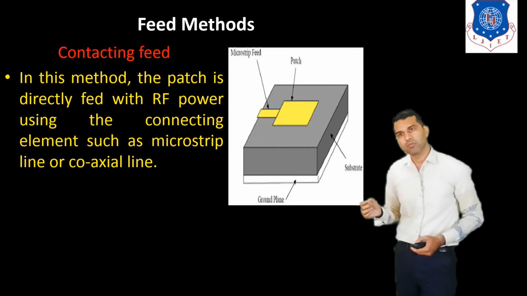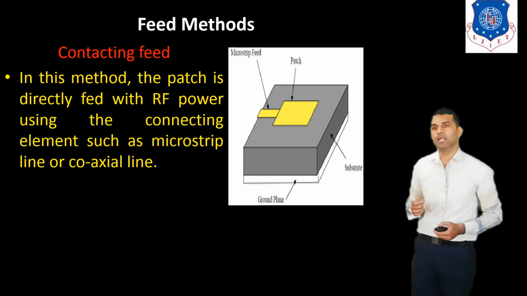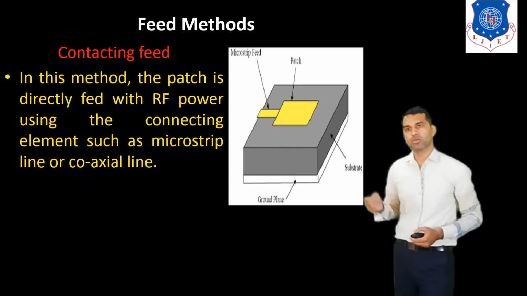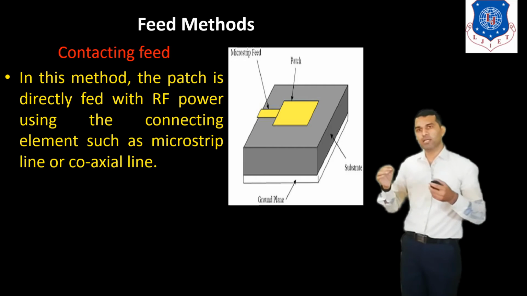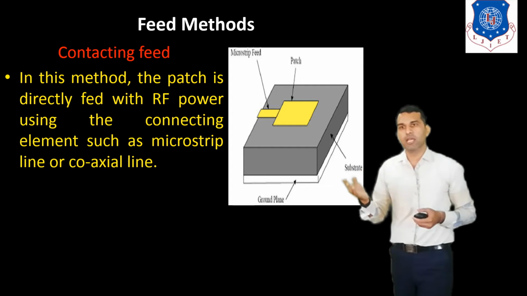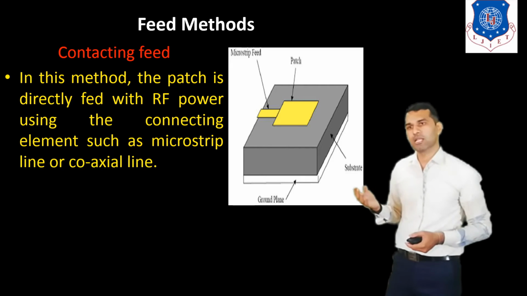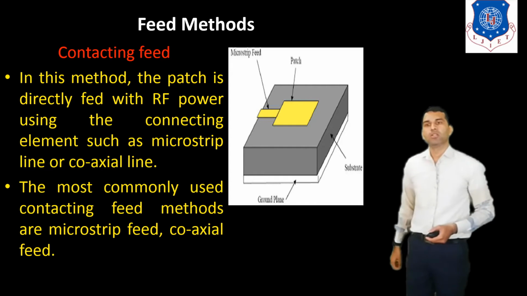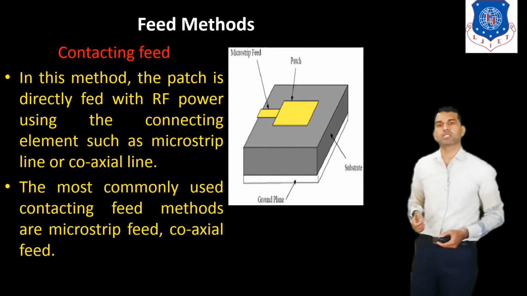In this method, the patch is directly fed with RF power using a connecting element such as a microstrip or coaxial line. As the name indicates, contact means we give direct contact of the feeding element with the patch. So we feed the patch directly by connecting elements such as a microstrip line, or we can also use a coaxial cable. The most commonly used contact feed methods are the microstrip feed and the coaxial feed.